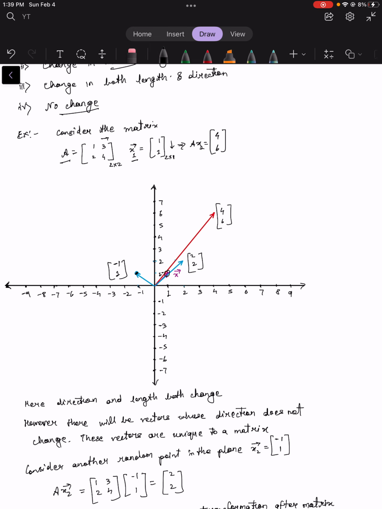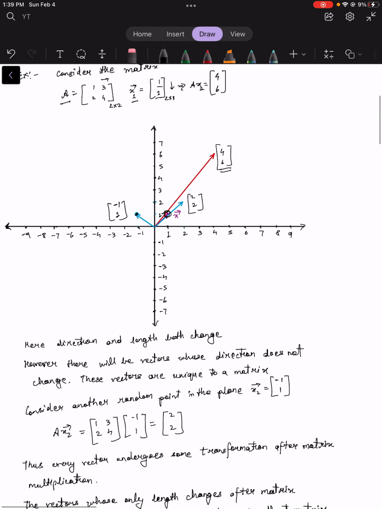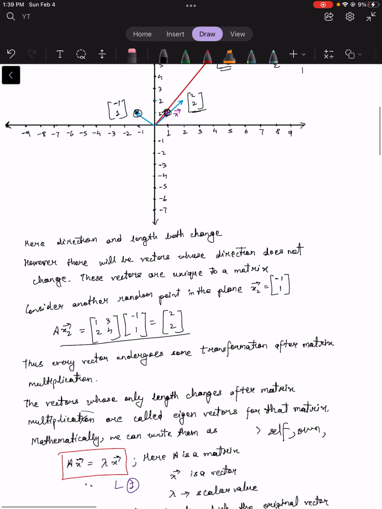If we have a matrix A = [1 2; 3 4] and a vector x1 = (1, 1), then after multiplication it becomes (4, 6). We can see this transformation in the graph. The vector (1, 1) becomes (4, 6). Similarly, if we have another vector x2 = (-1, 1), which is this one, then after matrix multiplication it becomes (2, 2). You can see the multiplication part here. In both these examples you will see that direction and length both change.